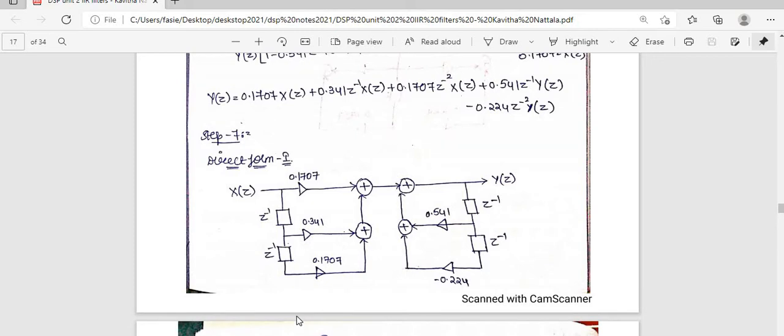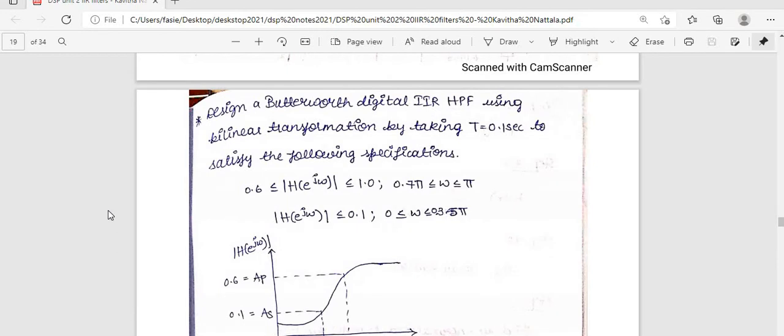So this is how the complete answer of our Butterworth low pass filter with digital analysis part we did, and we tried to convert into analog form as well. So this is how the complete answer has been obtained. Likewise, we have a next problem that is also given with the same concepts.